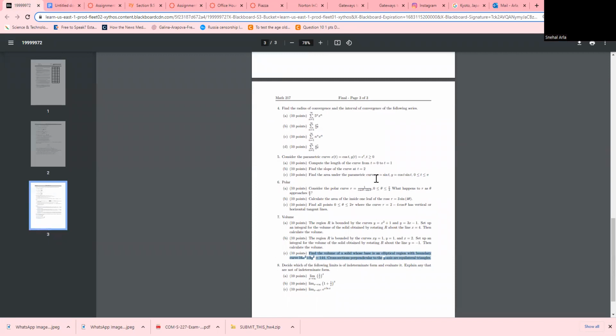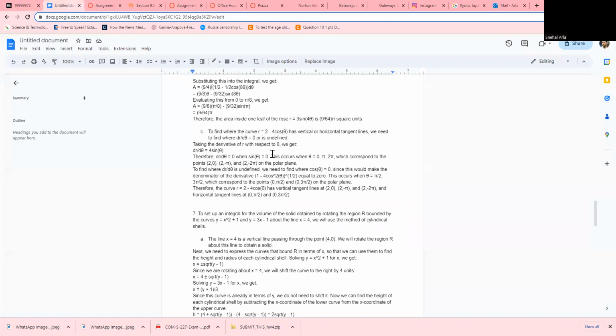Find the area under the parametric curve x equals sine theta, y equals cos theta. To find where the curve r equals 2 minus 4 cos theta has vertical and horizontal tangents, we need to find where dr over d theta equals 0. Taking the derivative of r with respect to theta, we get dr over d theta equals 4 sine theta. Therefore dr over d theta equals 0 when sine theta equals 0. This occurs when theta equals 0, pi, and 2 pi, which corresponds to the points 2, 0, 2 minus pi, and 2 minus 2 pi on the polar plane.